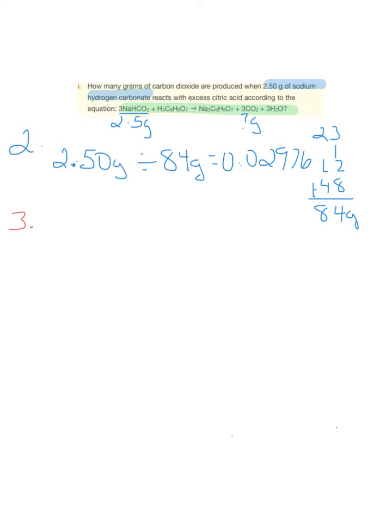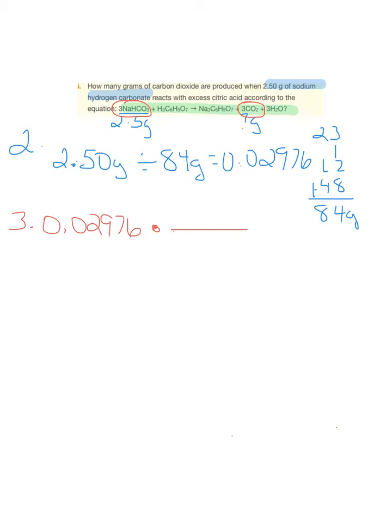Step 3 says multiply by the ratio of the coefficients. Remember, this is your mole to mole ratio, and we're only going to want to be dealing with the 2 elements that our problem asks about. So we're going to take our answer from number 2, 0.02976, and we're going to multiply by this ratio.